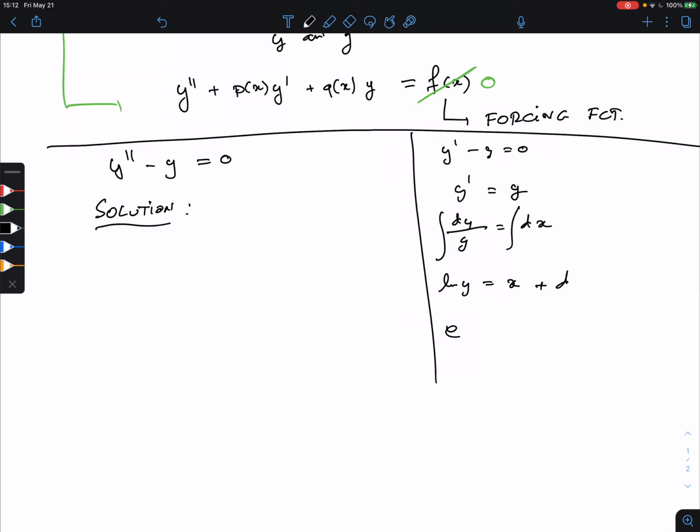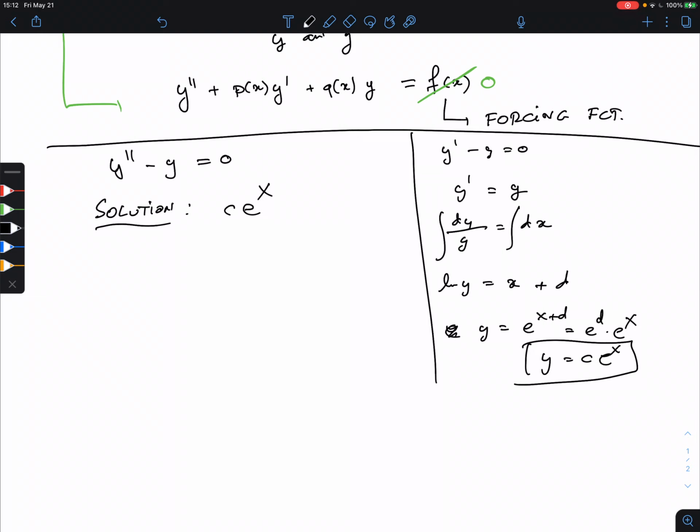Then we take the exponential of both sides. That gives me y equals e to the x plus d, and that is e to the d times e to the x, so that is c times e to the x. Okay, that's how we solve that. And so we see that c e to the x is a solution. Any multiple of e to the x is a solution.